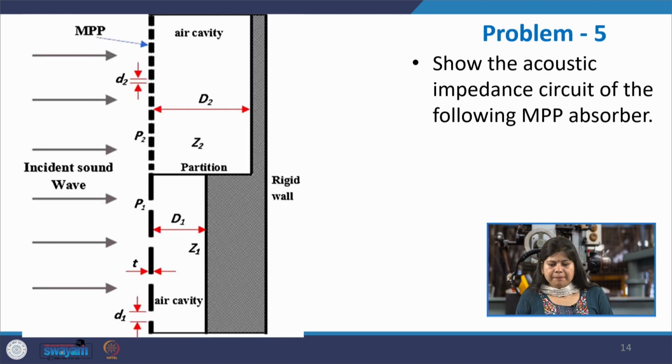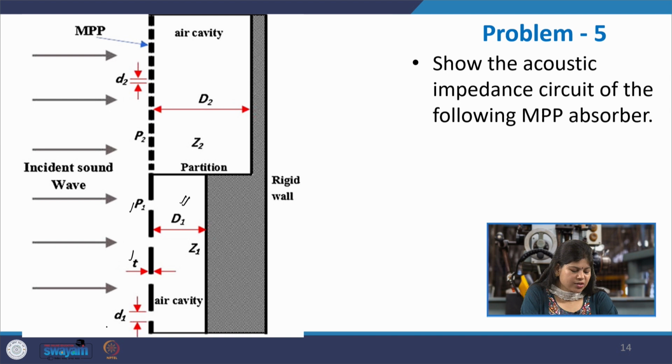Okay. So, the last question for this lecture is that again some MPP absorber is given, and to enhance its absorption response, some kind of changes have been done. So, what we have here is that we have the second half of the MPP which has a smaller air cavity. So, here the lower half of the MPP has an air cavity depth of D1, and the perforations are of the diameter d1, let us say. The thickness of the panel is T.